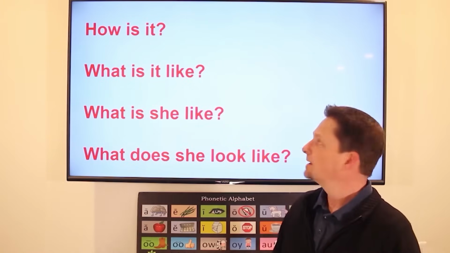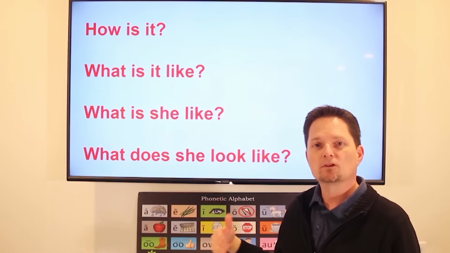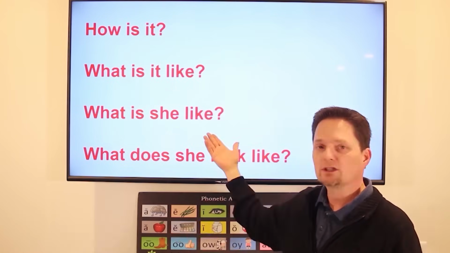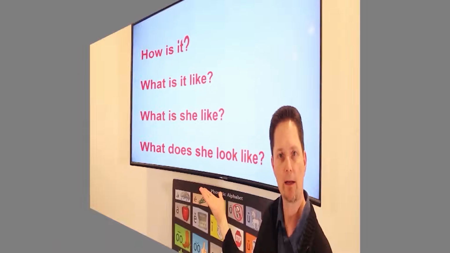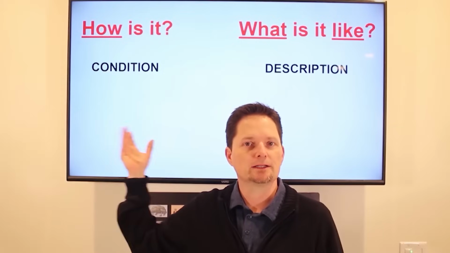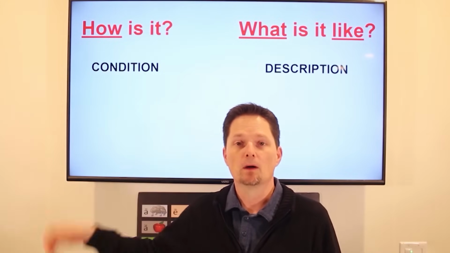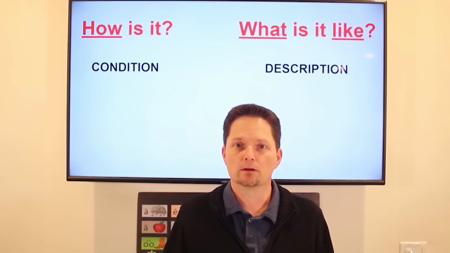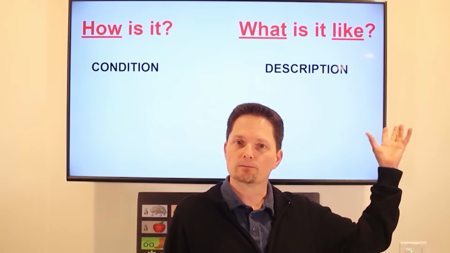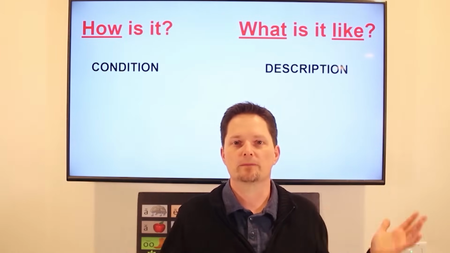Today we're looking at the differences between some similar questions. We'll look at the difference between how is it and what is it like. And we'll see the difference between what is she like, and what does she look like? So, the question, how is it, is a question for condition. Is it good? Is it bad? Only condition. But if you want to know more information, you want a question for description. What is it like? Question for description, you want more information.